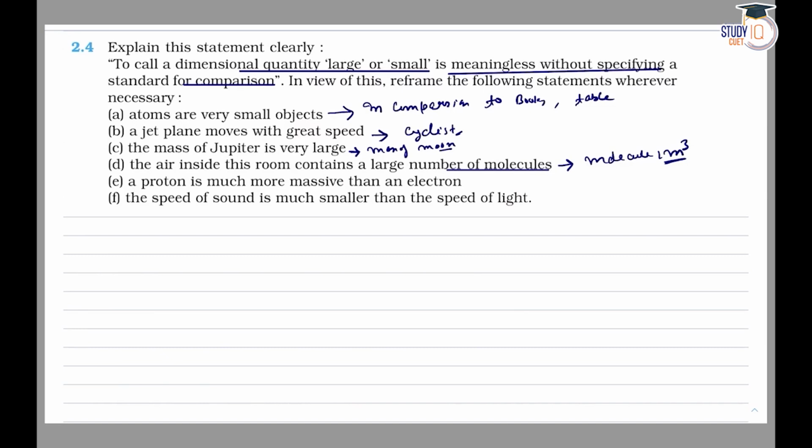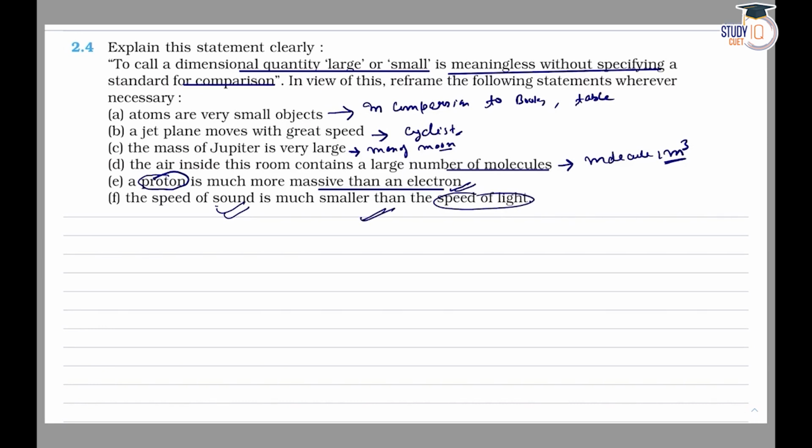Proton is much more massive than electron. Yes, there is a comparison between the mass of the electron and the mass of the proton. Although the proton has little mass, in comparison to the electron, the mass of the proton is high. Speed of sound is much smaller. Although the speed of sound is high, in comparison to the speed of light, the speed of sound is less.